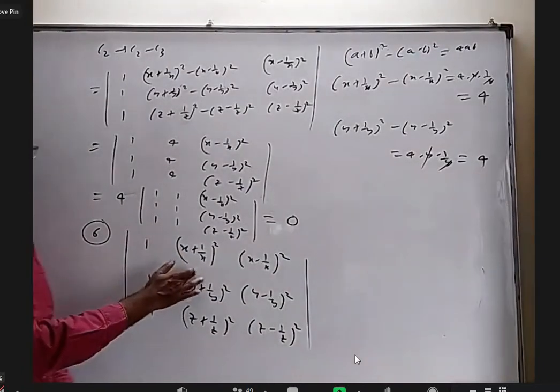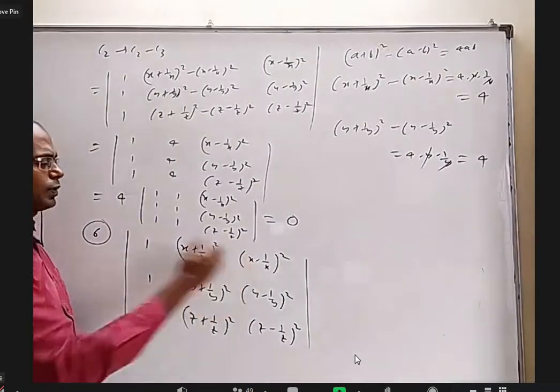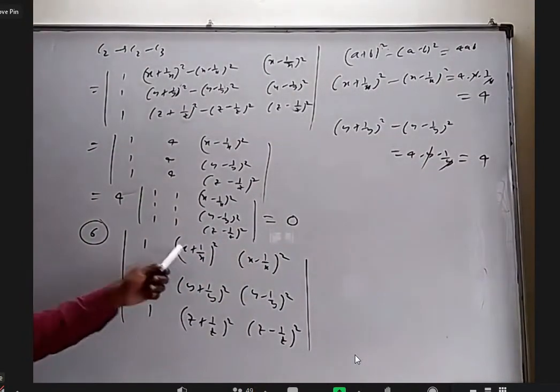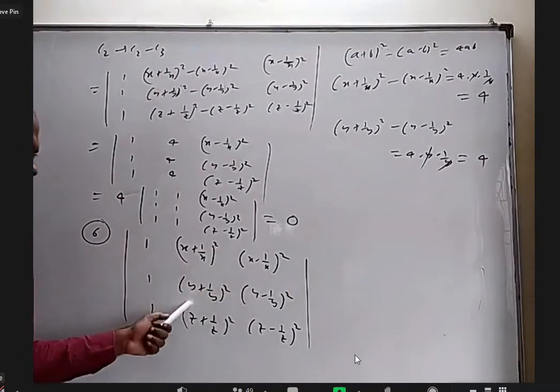From column 2, you can remove 2 times column 1. For column 3, add 2 times column 1. Two columns will come the same. Yes, that's also nice. You'll get x square plus 1 by x square here, x square plus 1 by x square here, y square, and similarly that.